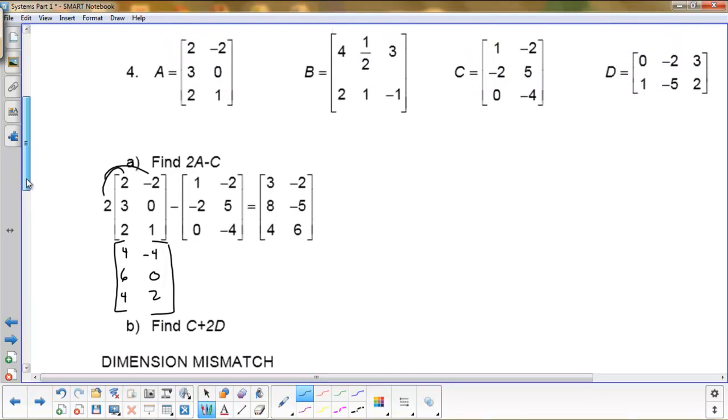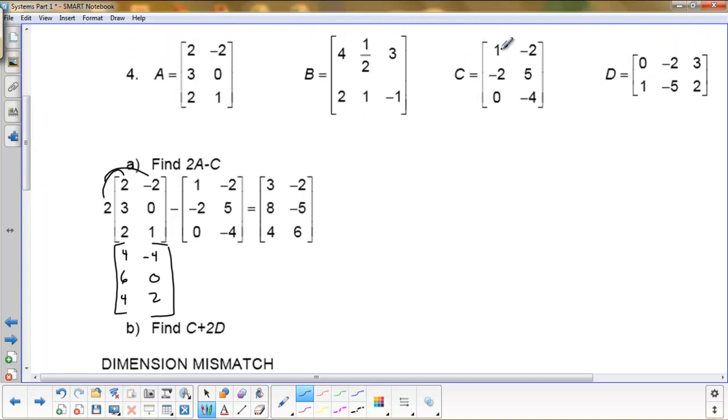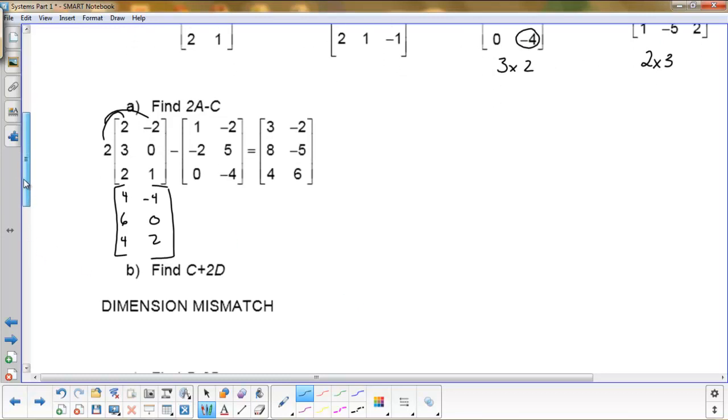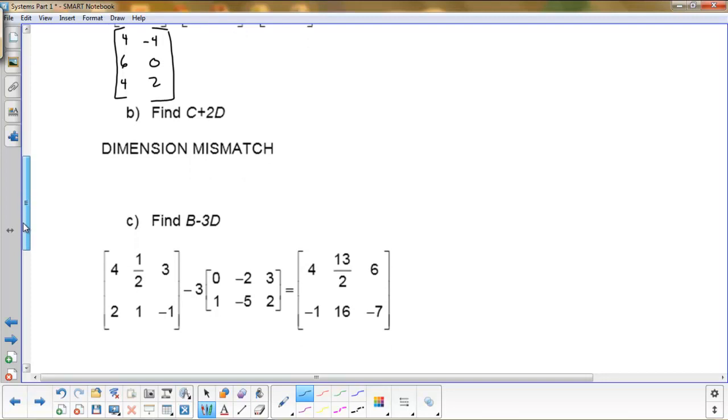C plus 2D. You'll notice that C is a 3 by 2. That's 3 rows by 2 columns. And D is a 2 by 3. That's 2 rows by 3 columns. That is a dimension mismatch. The reason why we know that is that I do not have a value that I can add or subtract from C in matrix D. There is no value there. The matrix is based on structure.